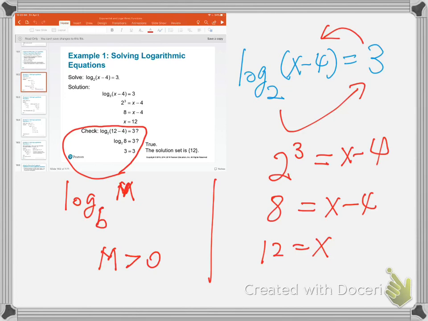Okay, so when you plug in the answer 12 to check it, so log base 2 of 12 minus 4, which is log base 2 of 8, so this is 3. So it is a solution. Okay, it is a solution. So check your solution after you solve it for log equations. For all log equations, you check the solution.